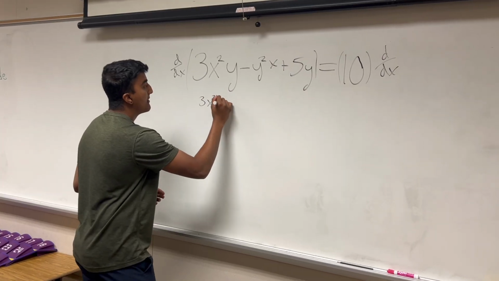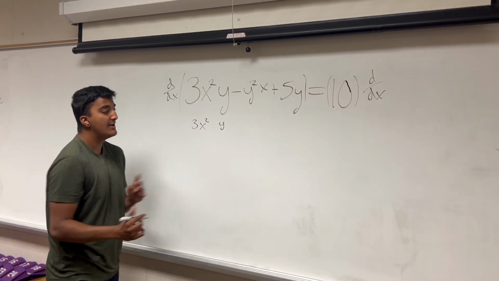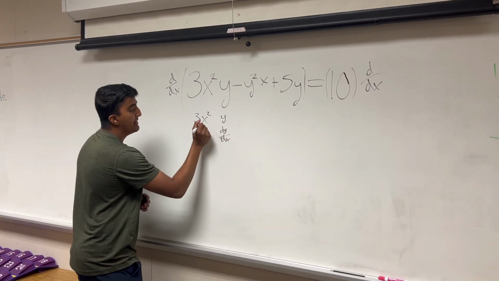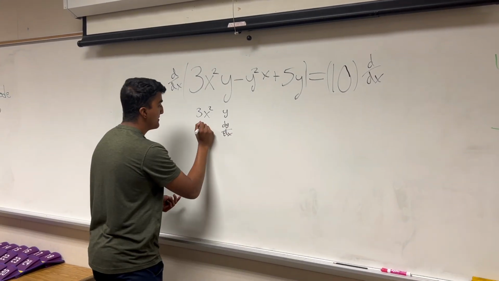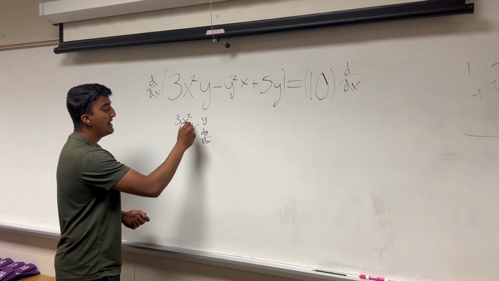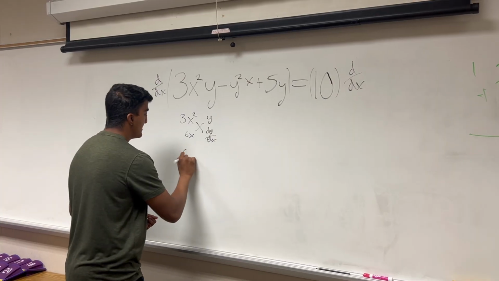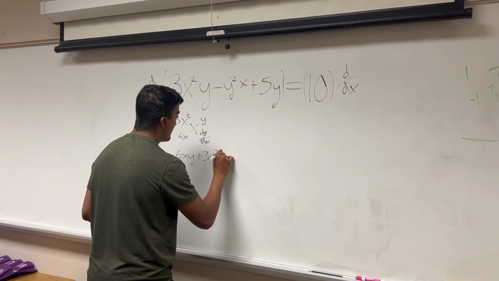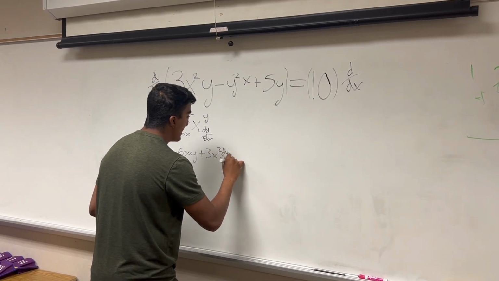3x squared and y. Derivative of y, dy dx. And then 3x squared, 6x. And now we just multiply this and this and add it to this and that. So we'll get 6xy plus 3x squared dy dx.